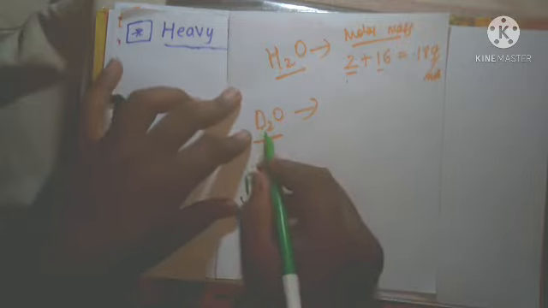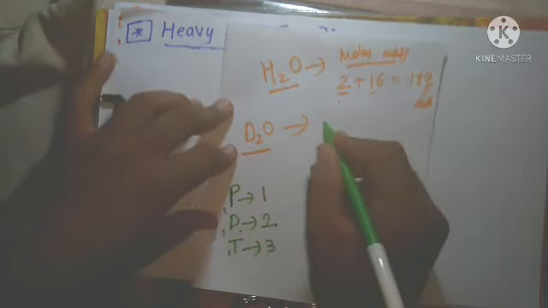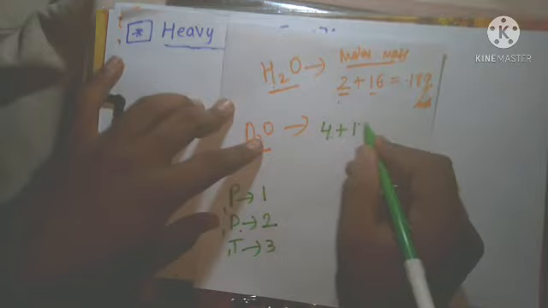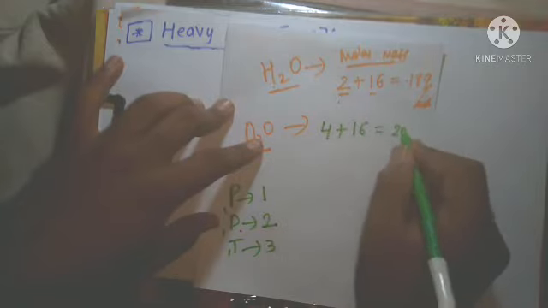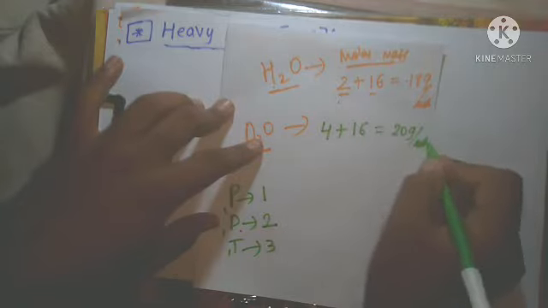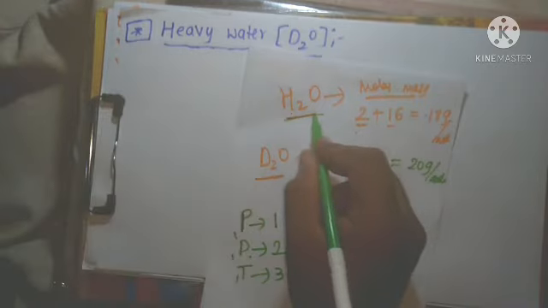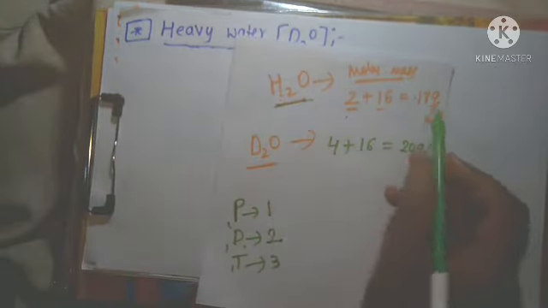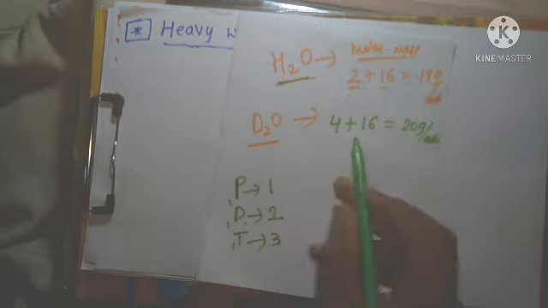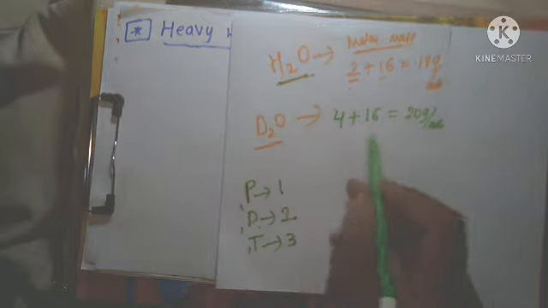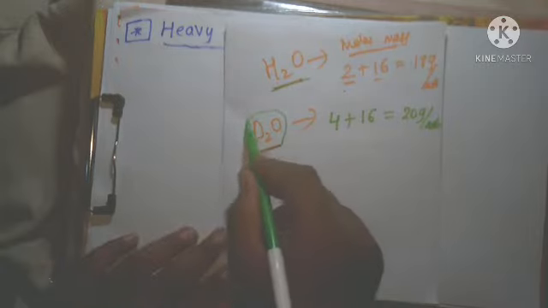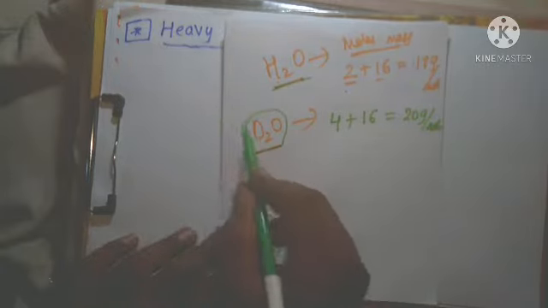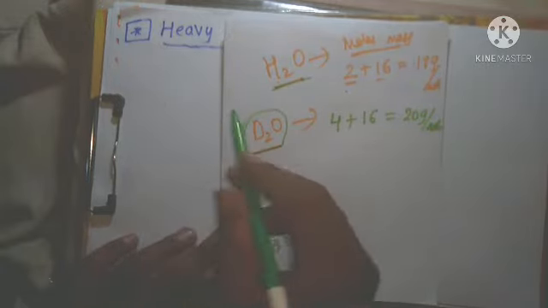But how many deuterium atoms are there in D2O? 2. 2 into 2 is 4, plus 1 oxygen atomic mass 16. Total is 20 gram per mole. Normal water molar mass is 18 gram per mole, and here D2O mass is 20 gram per mole. Therefore this D2O is called heavy water. Why is it called heavy water?